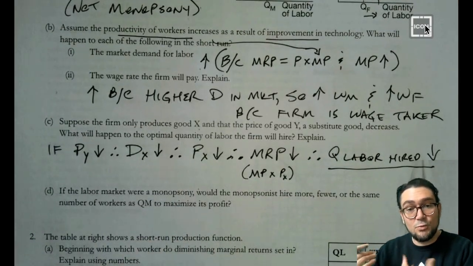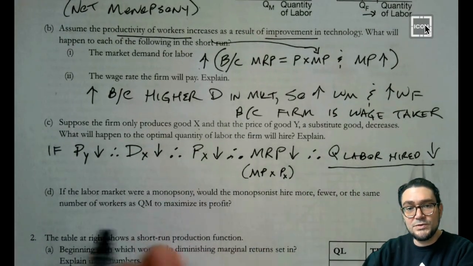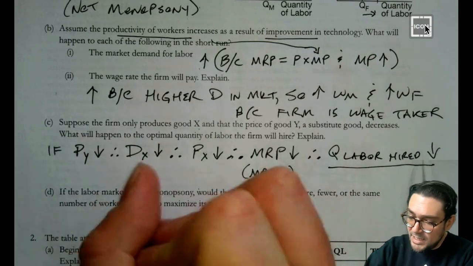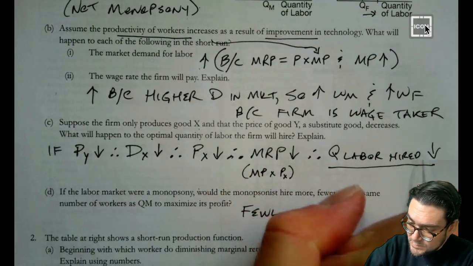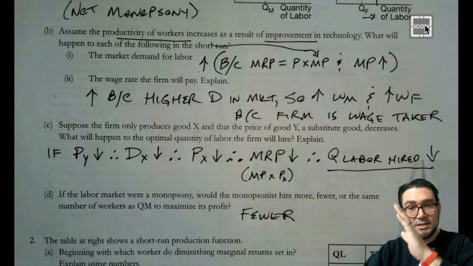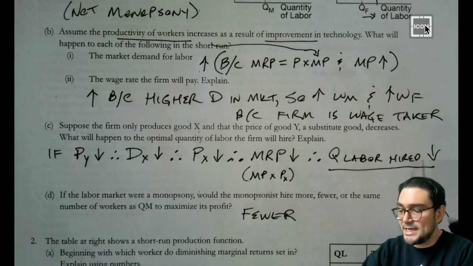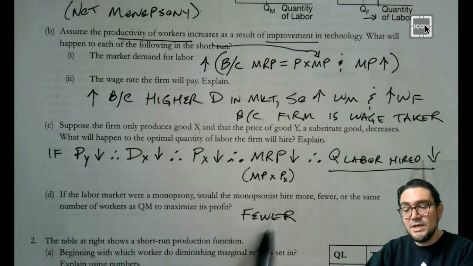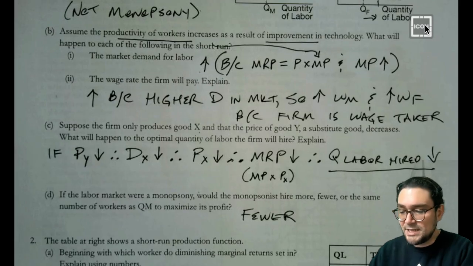Part D, if the labor market were a monopsony, would the monopsonist hire more, fewer, or the same number of workers as QM? They would hire fewer. And that's because we know that their MFC is a higher value compared to their supply curve. And again, if that's not clear, I would encourage you to go back and rewatch that monopsony video.